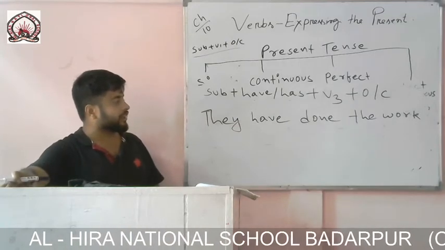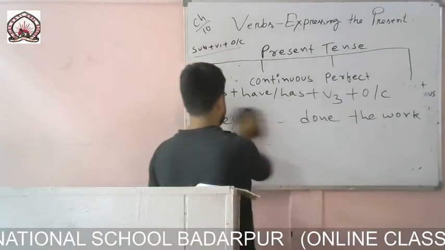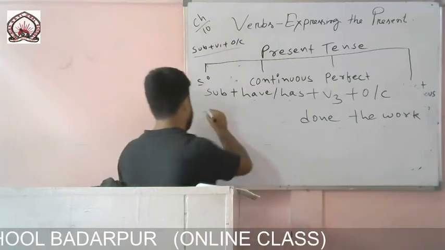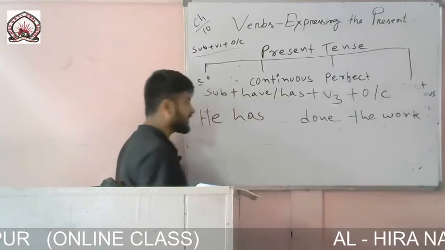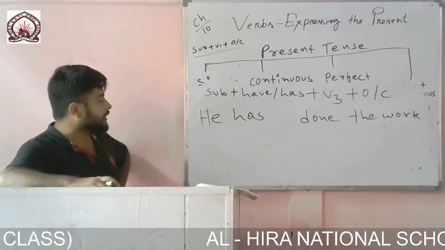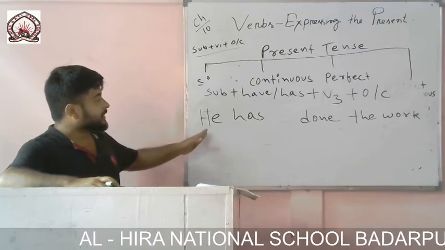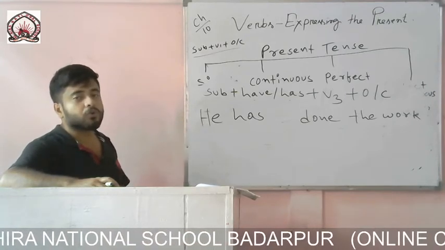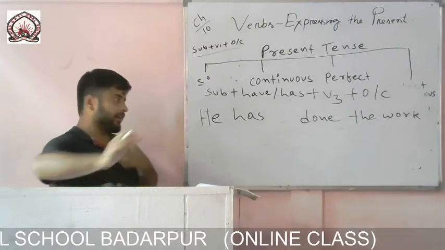Now if we want to change this into, for example, he has done the work. He has done the work. Now how can we transform this present perfect affirmative to negative, interrogative and interrogative negative? Very easy.